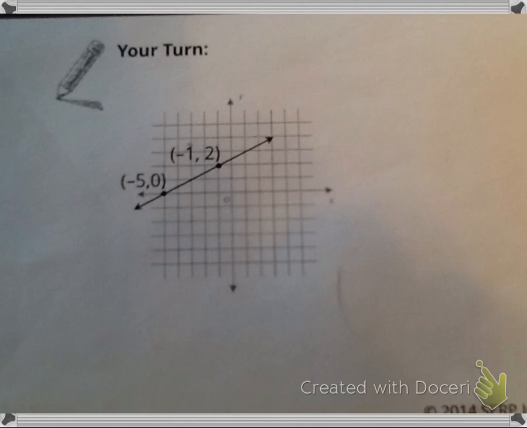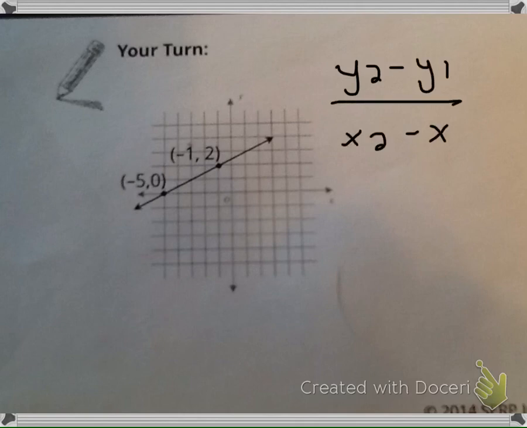Now you have to do the same thing for this problem, but again, they don't want you to do the slope triangle. They want you to set up the problem using the slope formula, which is y2 minus y1 over x2 minus x1. Do that on your own, show your work, and write your answer down, then turn the video back on and watch and listen to the answer.